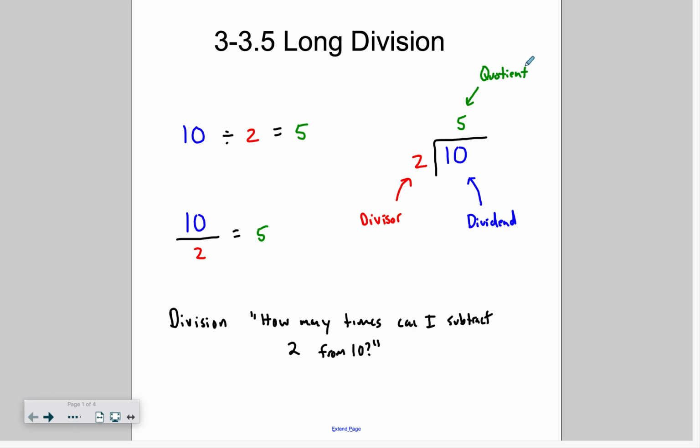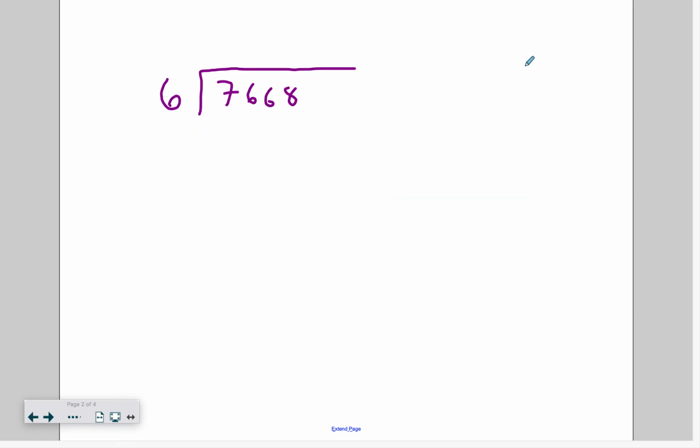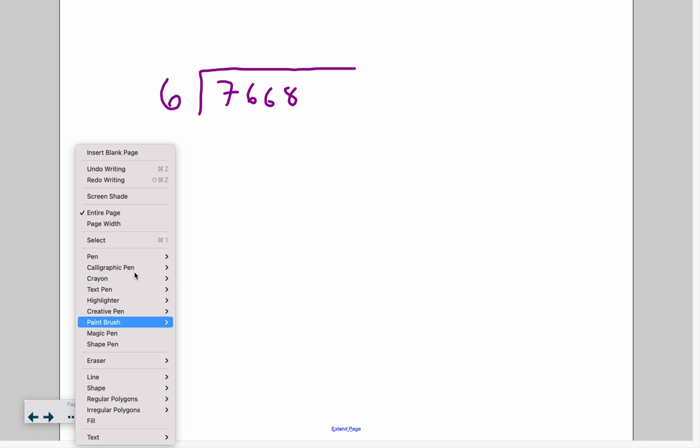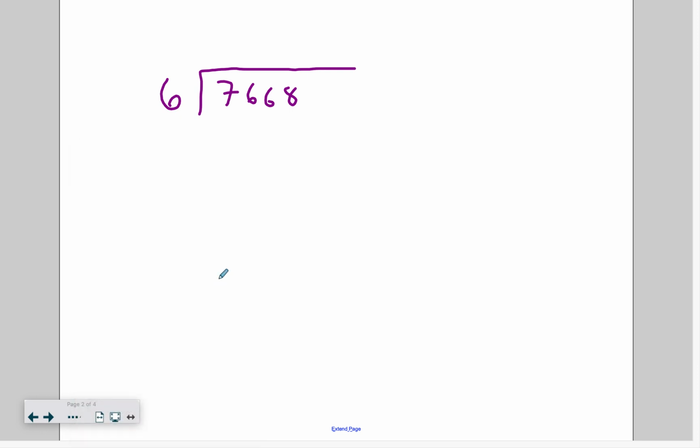Okay, great. Let's go ahead and pop off a couple long division problems. So some of you may not have learned this. It's quite possible for students to go through school and not have seen long division, or at least not have seen it enough. So we're going to do a little refresher here. And so basically what it is, you don't go through and ask this based on the whole number. How can I subtract 6 from 7,668? How many times can I subtract that?